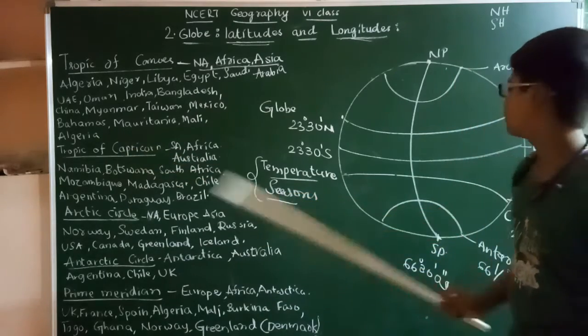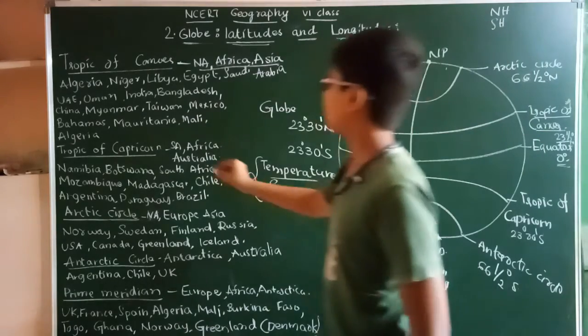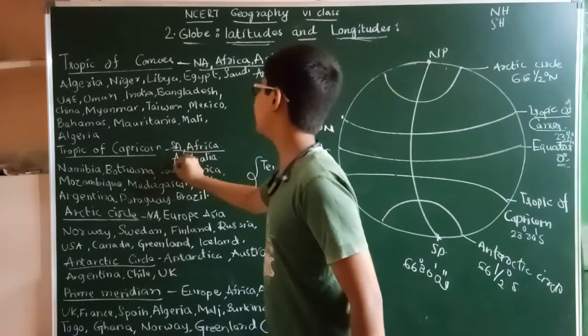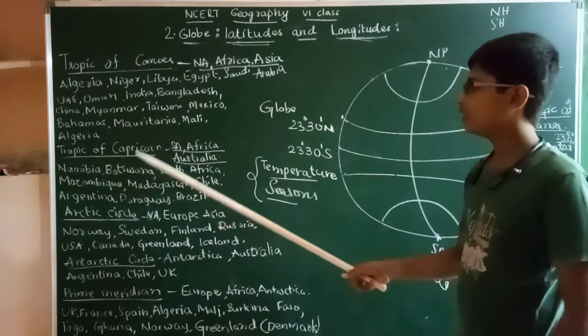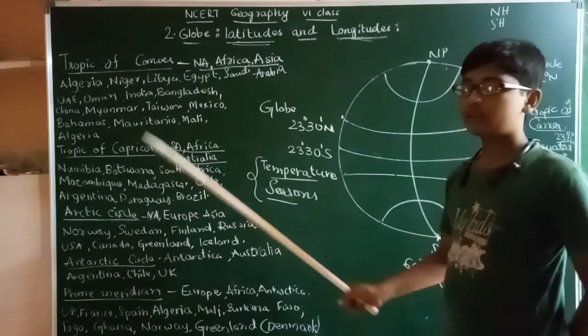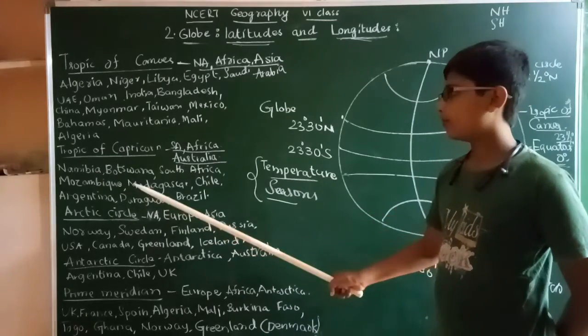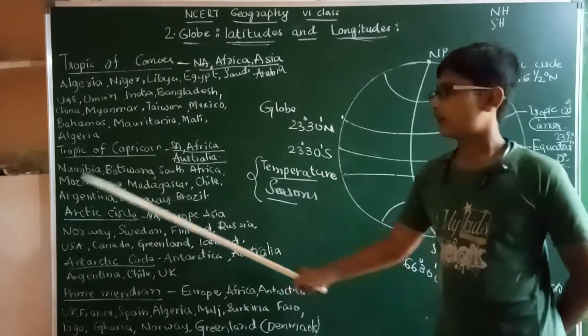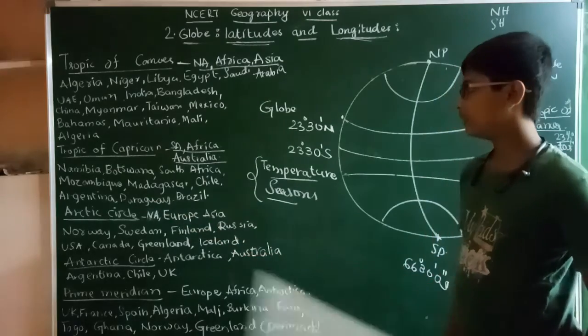Next, the Tropic of Capricorn, 23 degrees 30 minutes south. It passes through South America, Africa and Australia. The Tropic of Capricorn passes through Namibia, Botswana, South Africa, Mozambique, Madagascar, Chile, Argentina, then Paraguay and Brazil.